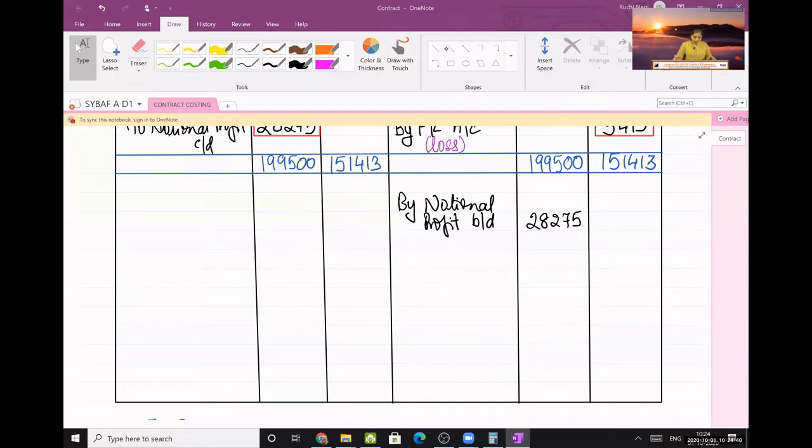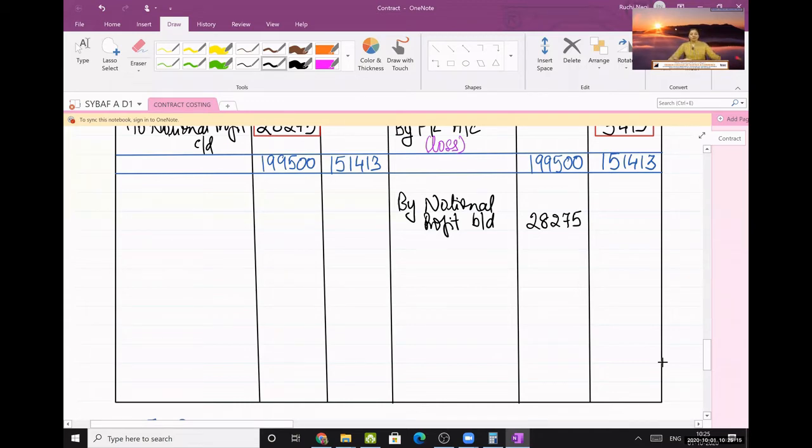Ab next what? Next few steps maine aapko bataya. What to do after notional profit? Correct? Yeah. Just a minute. This one note has got hanged. 1 minute. Until it gets fixed. Okay.